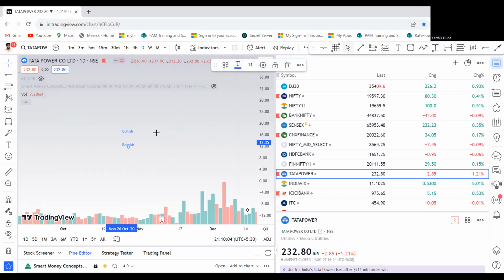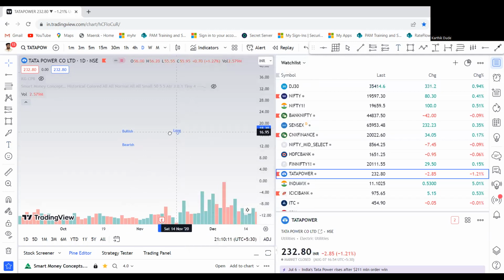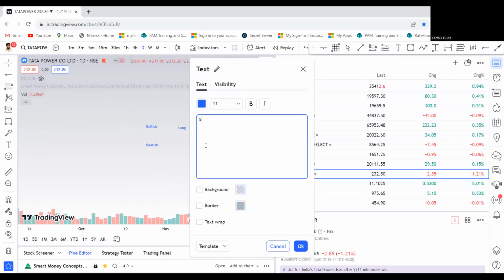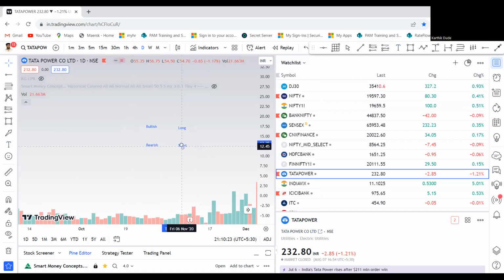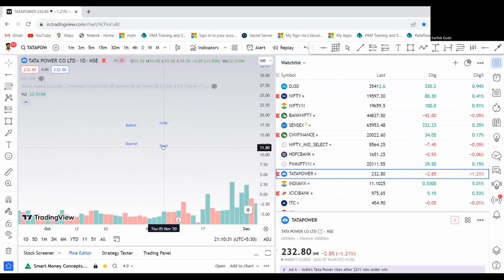And one more thing, we call it long. Long means whenever a market is in a buy trend, we go for a long. Long means we'll buy and we'll hold. Then the next one is short. Short is nothing but when the market is in a downtrend, we sell it. For buying a share, we say we go long. For selling a share, we say it's a short.